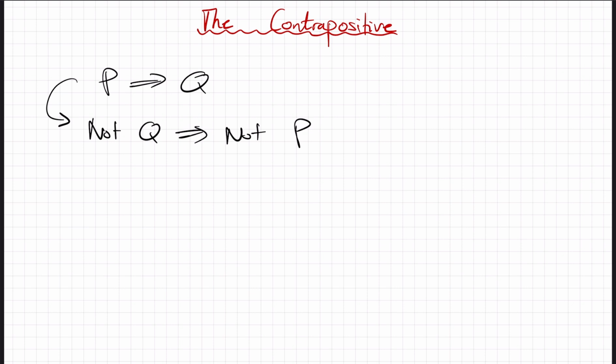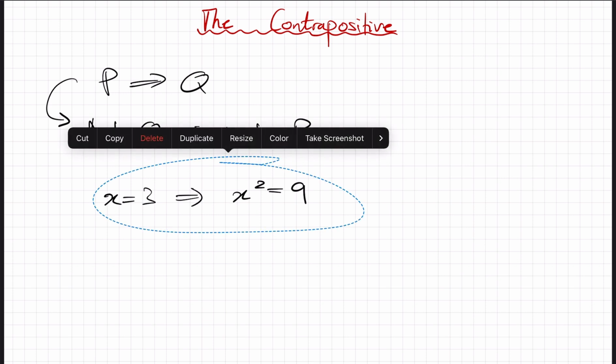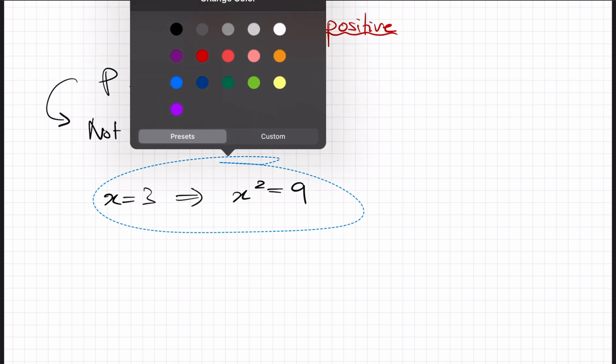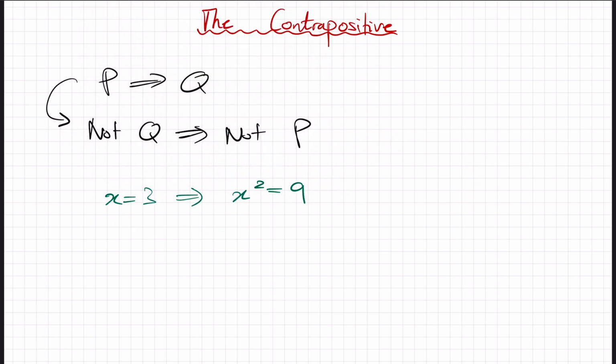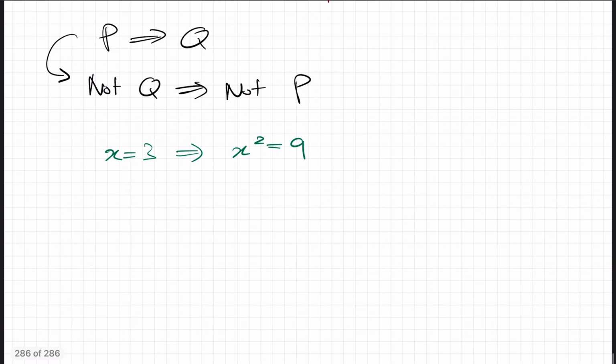Let's say x equals 3 implies x squared equals 9. All right. So therefore, do this in a different color. X being 3 implies x squared is 9. So therefore, if x squared is not equal to 9, then x is not equal to 3.